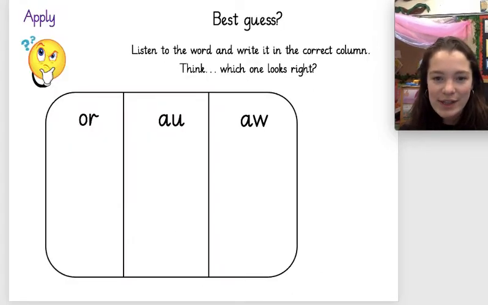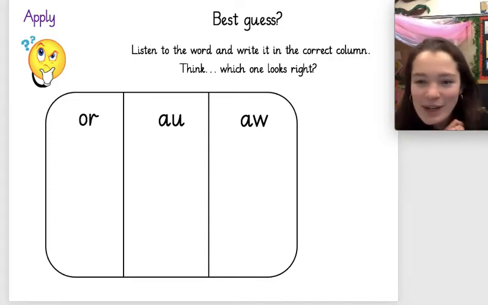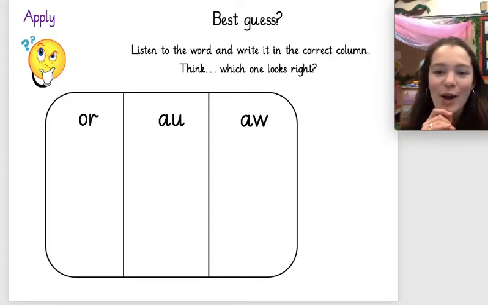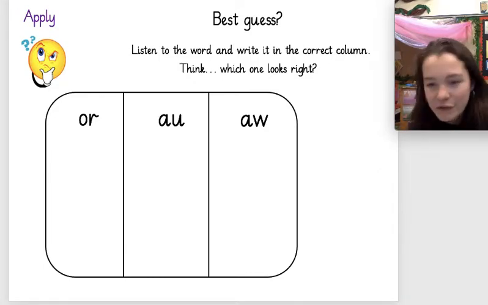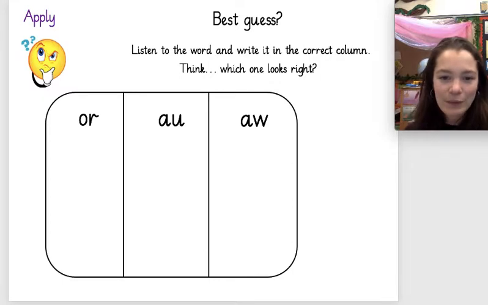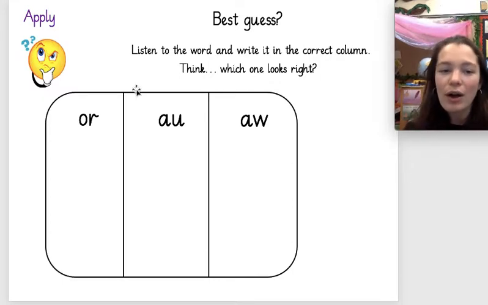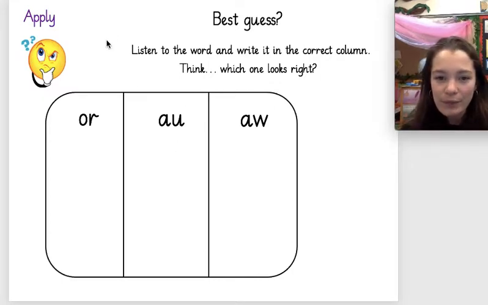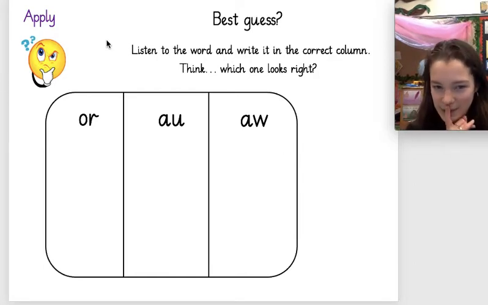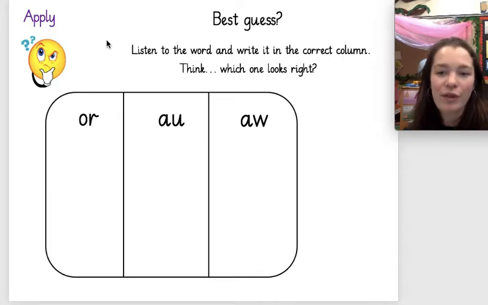Right, our next activity is best guess. I'm going to write down the words, and today I'm not going to give you the right answers, so I would like you to send a picture to me so that I know you haven't cheated, so that I can really mark your answers properly. So your first word today, which or is it? Is it O-R, A-U or A-W? Right. North. Scotland is in the north.